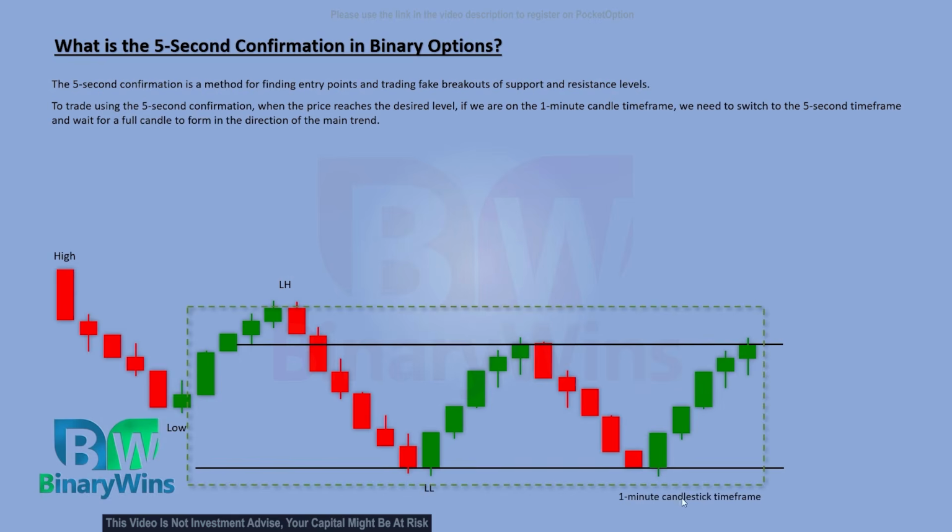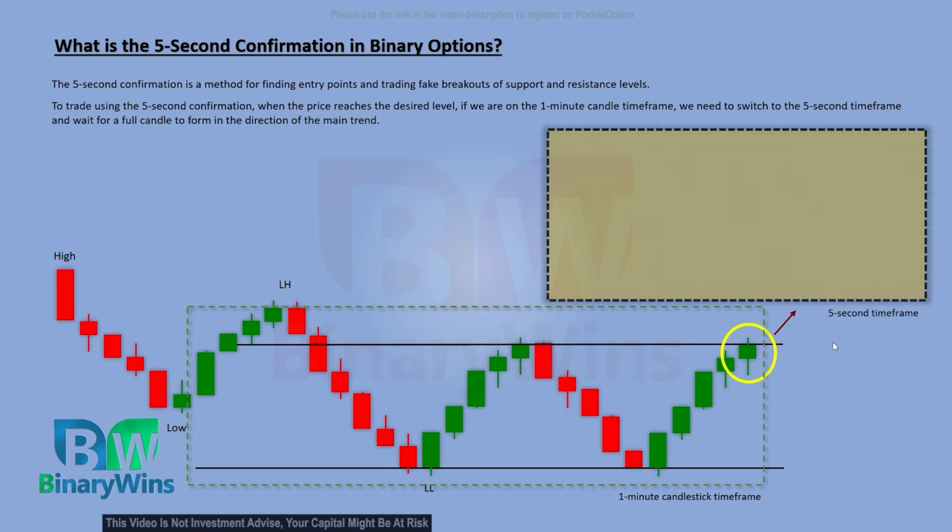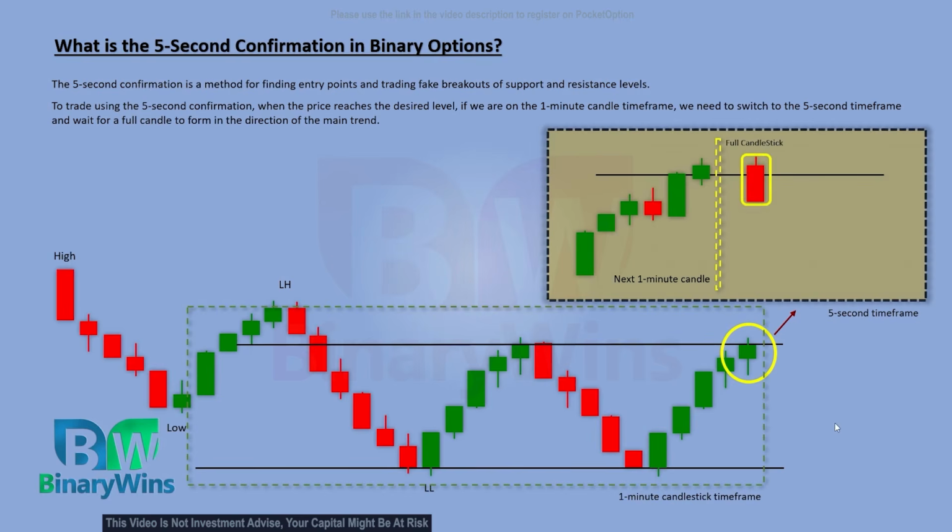Since the retracement trend has reached a resistance level, there is a possibility of a false break of the level. If we were in the 1 minute candlestick time frame, after the candle closes, we should go to the 5-second candlestick time frame and wait for the formation of a full candle in the next 1 minute candlestick time frame. As a result, like the previous slide, by forming a full red candle, we can enter the lower trade. That is, we have traded with the 5-second confirmation method.